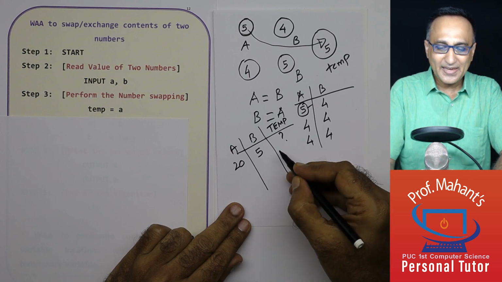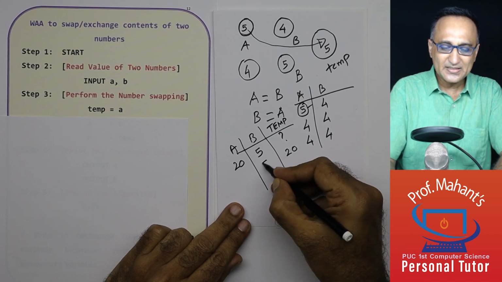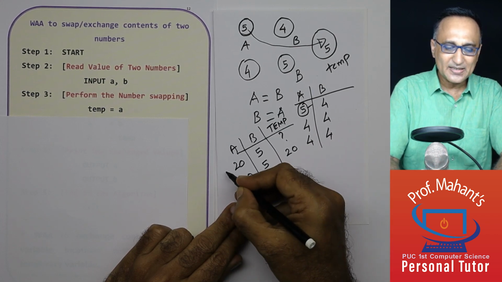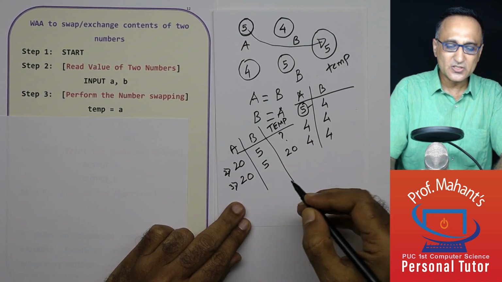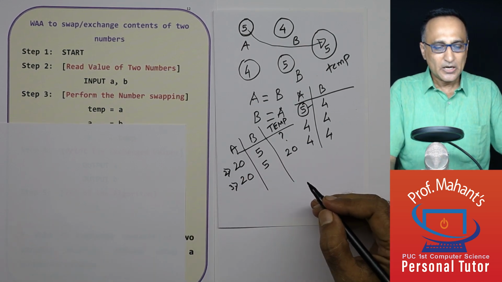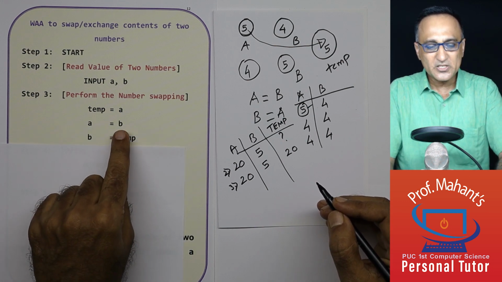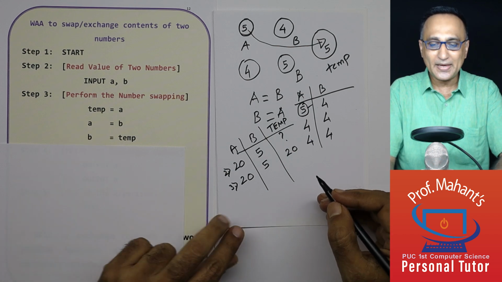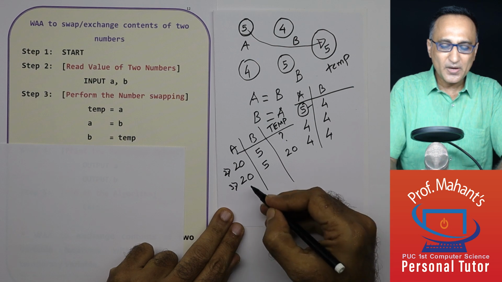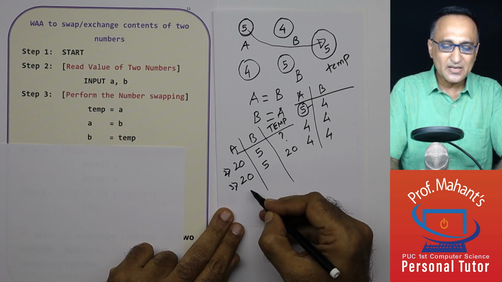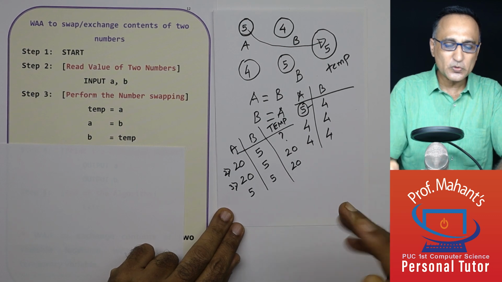So the value of A here is copied to temp. So this becomes 20, this is 5 and this is 20. This is step number 2, this is step number 3. Step number 3 is still continuing. What I am doing now is whatever value is in B is copied over to A. So the value of A, 20, is replaced by what is in B. So A becomes 5, B remains 5, this fellow is 20.